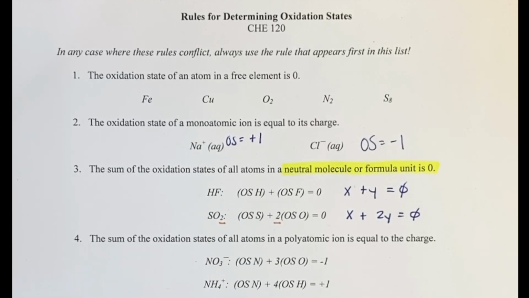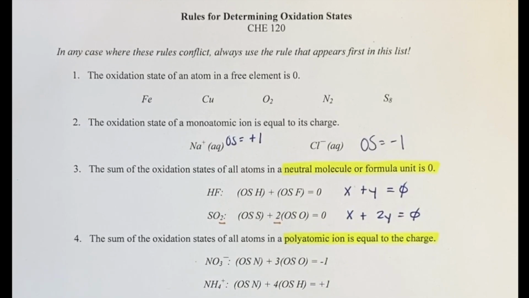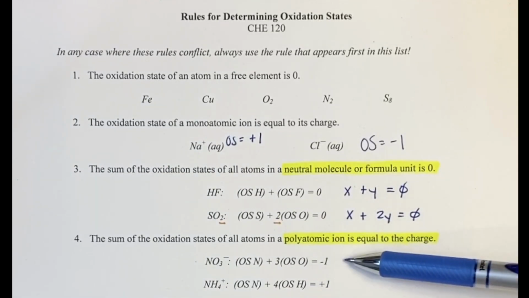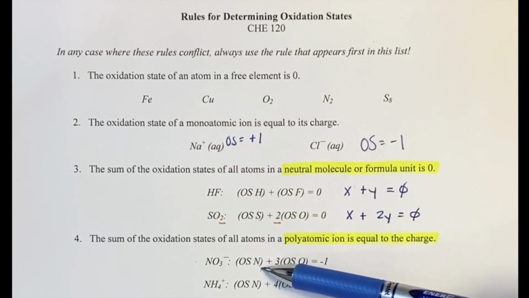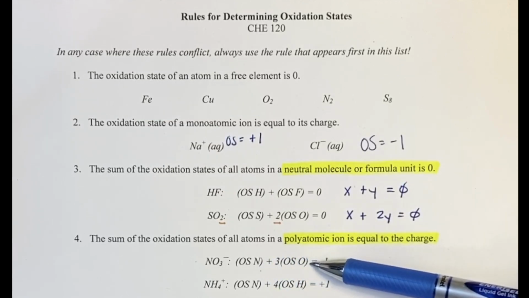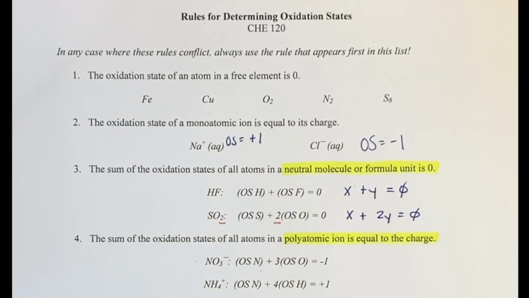Rule number 4 is similar to Rule 3, but Rule number 4 applies to polyatomic ions. The sum of the oxidation states of all atoms in a polyatomic ion is equal to its charge. So for a polyatomic ion, the sum of those oxidation states is going to be equal to its charge. If we have the nitrate ion, as we add up the oxidation states for all of the atoms, we have the sum of the oxidation state of the nitrogen plus 3 times the oxidation state for the oxygen must be equal to -1, which is its charge.